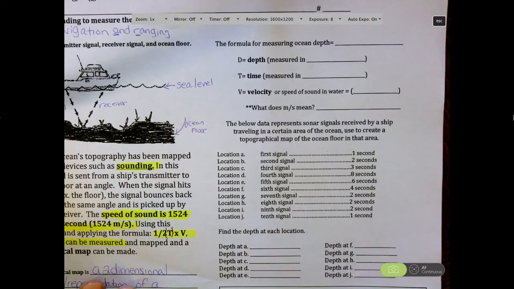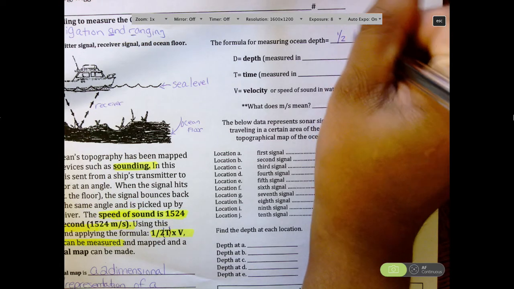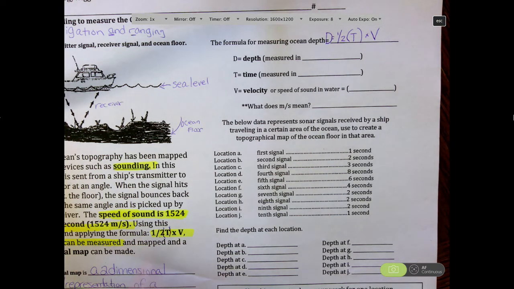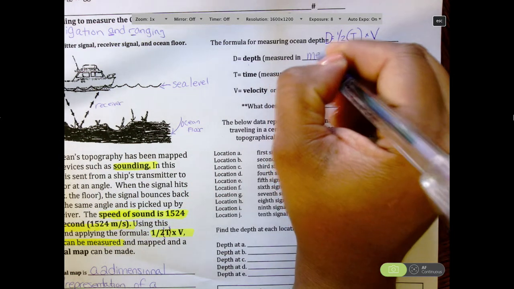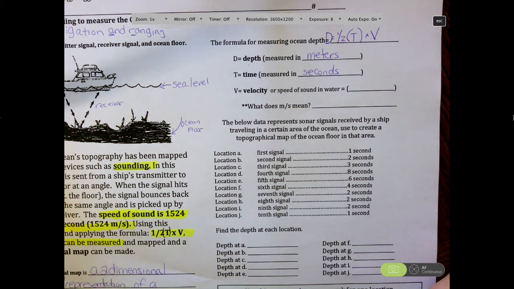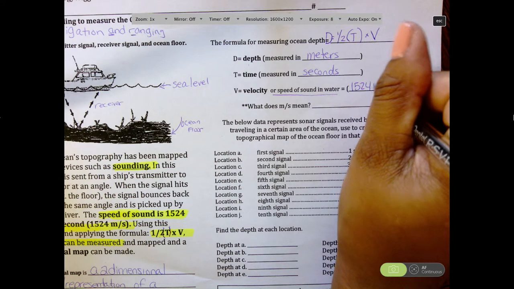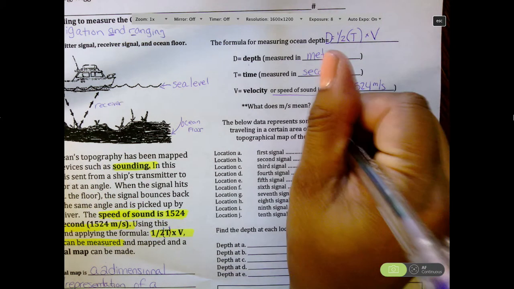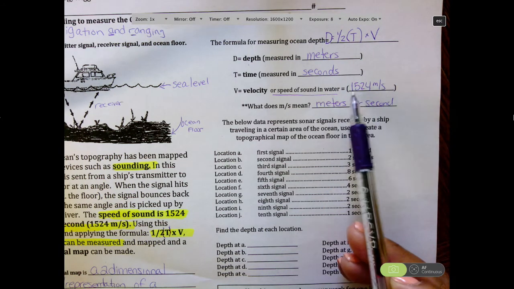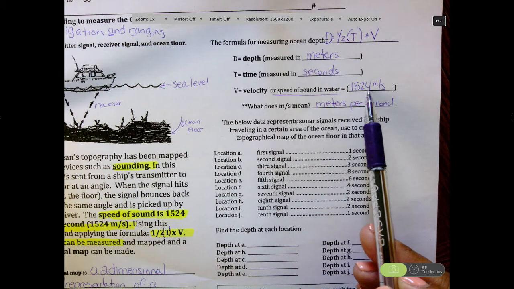The formula for measuring ocean depth, when you look back over here, here's your formula. It's half of T times V. That equals D. So D equals half of T times V. D measures depth, and it's measured in meters. T is time, and that's measured in seconds. Velocity, or the speed of sound in water, remember that's our constant, and that's 1,524 meters per second. M/S stands for meters per second. So it takes 1 second to go 1,524 meters. So in water, sound travels 1,524 meters every second.